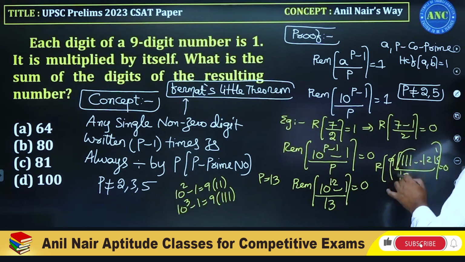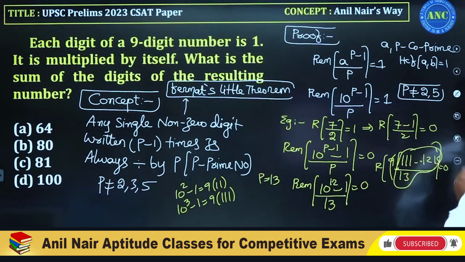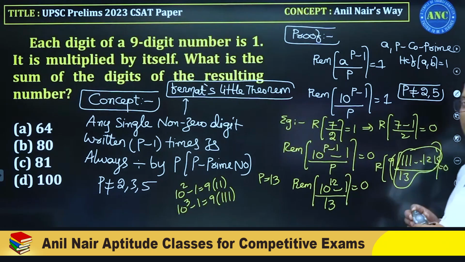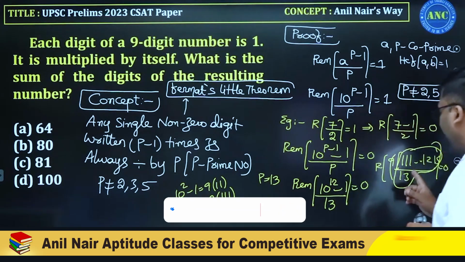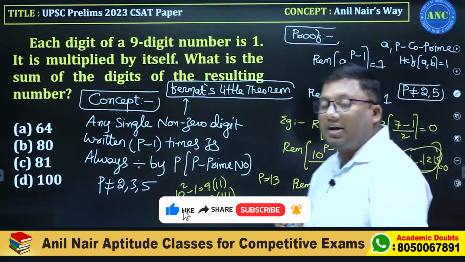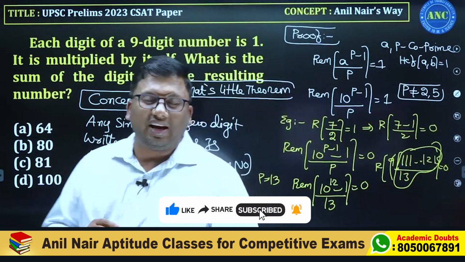9 is not divisible by 13. So 12 ones should be divisible by 13. If you see 13 here, I got 12 ones. If I take 7 here, I will get 6 ones. If I take 11 here, I will get 10 ones. I hope the idea is clear.